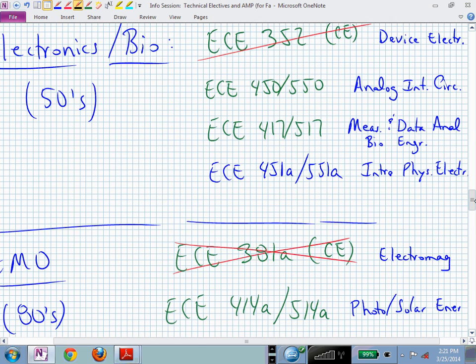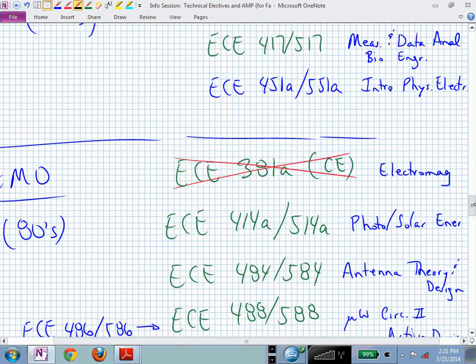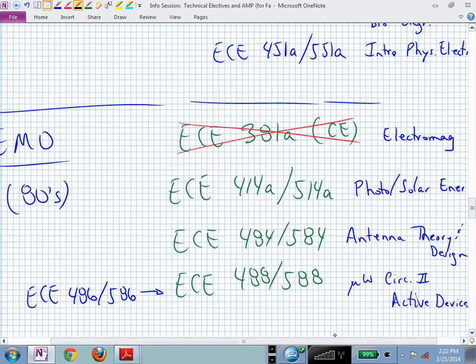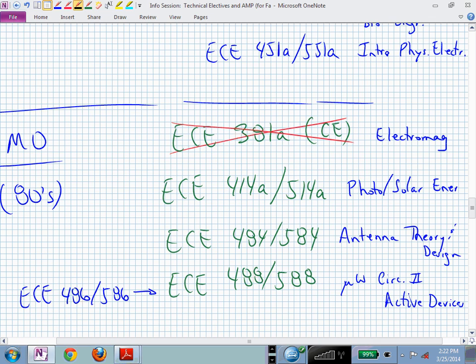451, 551A is Intro to Physical Electronics. There again, you're probably getting into plasmas and quantum mechanics, physical electronics, modeling, analysis. That's 451A, 551A. In the 80s for electromagnetics and optics, there's where you'll have the 414A, 514A. So if you registered for that now, you can take it in the spring, next spring.